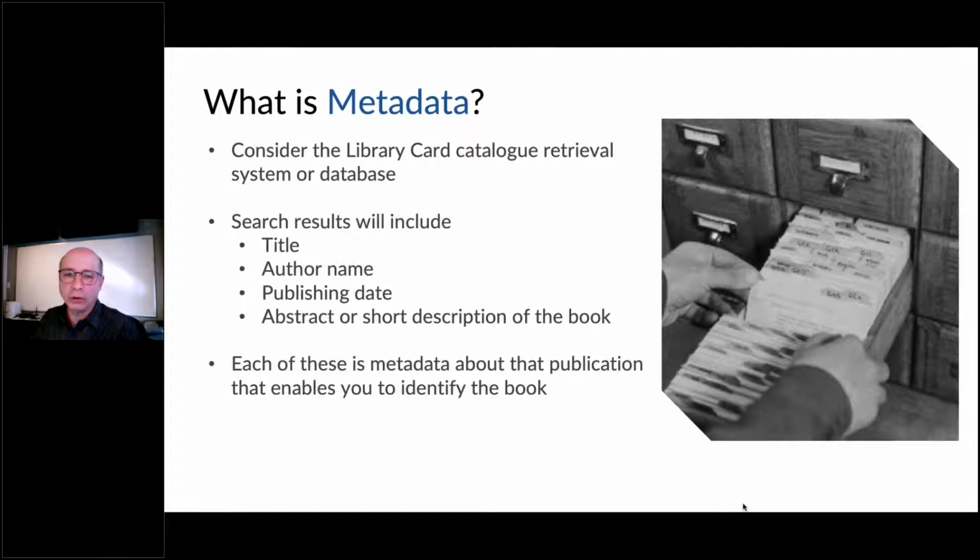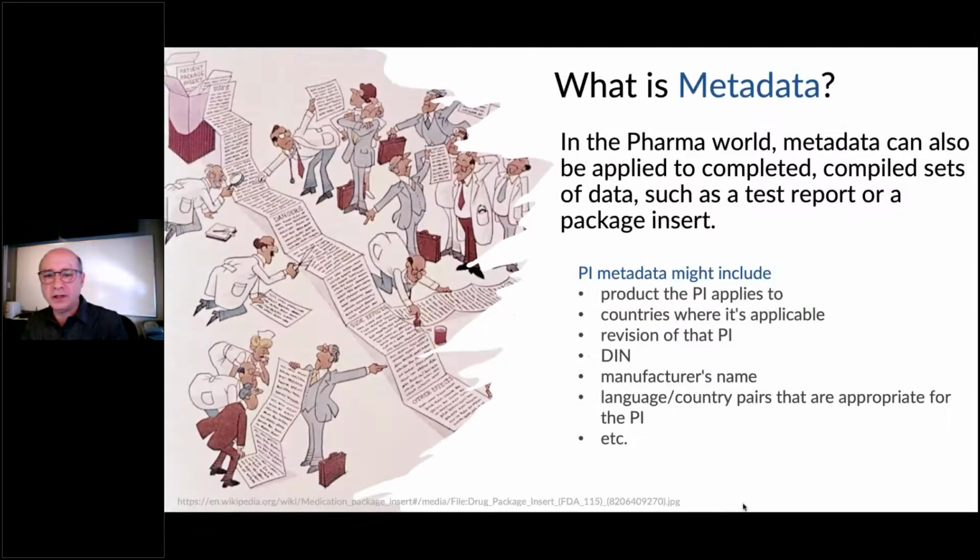Now, in the pharma world, next please, we often have the need to identify metadata at the publication level as well. If you're creating a PI from a CMS, or a content management system, having individual metadata on the elements will allow you to assemble it. And if you want to identify a previously created PI that you've already put together, you can search metadata within the CMS to find it. So the metadata we see here, the country where it's applicable, what revision it is, the DIN, the manufacturer's name, these are all pieces of metadata that would enable you to find the assembled PI that you're looking for by doing a progressive search. Next, please.